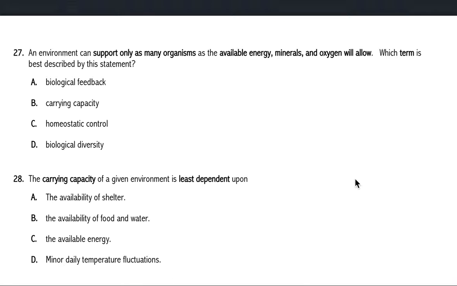Question 28. The carrying capacity of a given environment is least dependent upon A, the availability of shelter. B, the availability of food and water. C, available energy. D, minor daily temperature fluctuations.